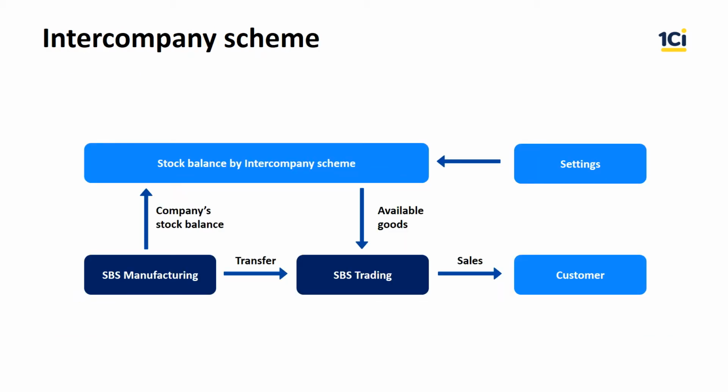SBS Manufacturing produces hoverboards and protection kits, and SBS Trading sells them to customers. And the manufacturing company sells products to the trading company as well. This scheme is called intercompany. It's popular because it helps to optimize the tax base. You can see the intercompany sales scheme on the slide.